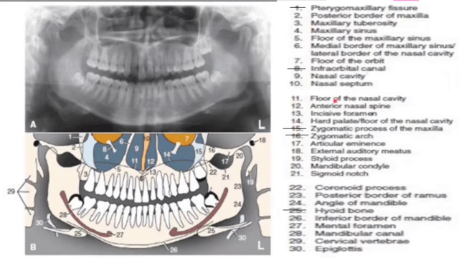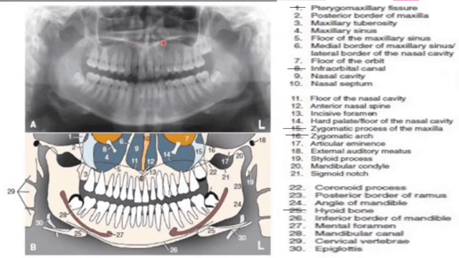Next is nasal septum. Nasal septum is in the middle of the nasal cavity. So this is the nasal septum in the picture. And here again in the radiograph, this is the nasal cavity which has the septum here in the middle. Next, floor of the nasal cavity. So this is the floor of the nasal cavity in the picture. Again in the radiograph, this is the floor of the nasal cavity on either side.